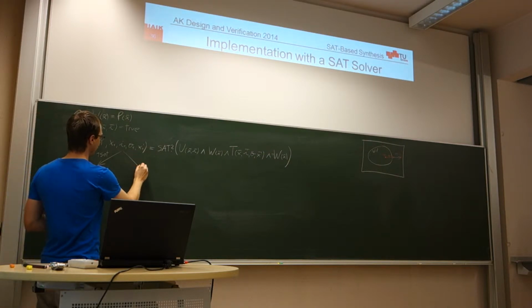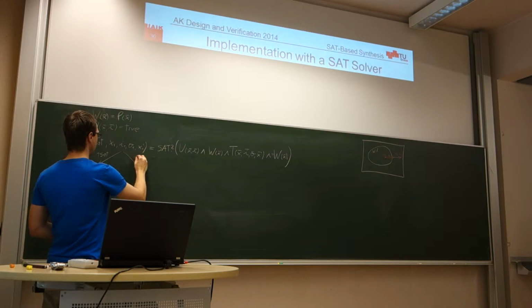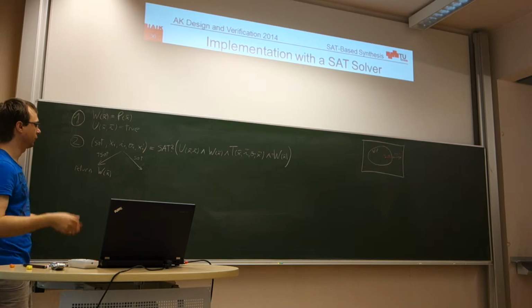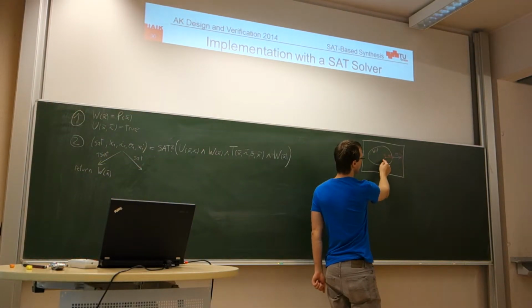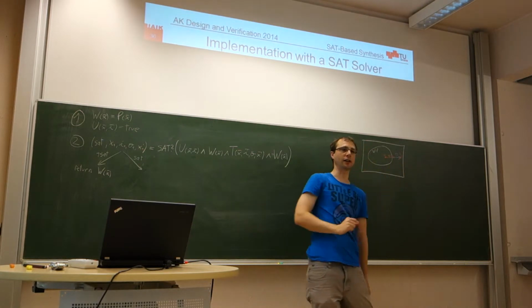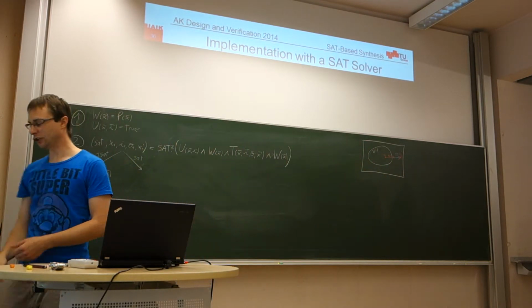The more interesting case is when this formula is satisfiable, so our SAT solver says yes, there is one transition which leads from inside of the winning region to outside of the winning region. What does this actually tell us?